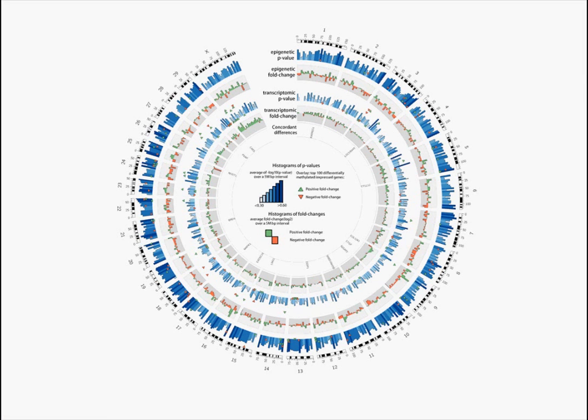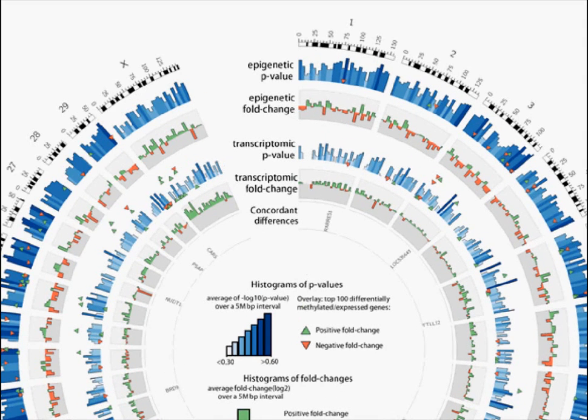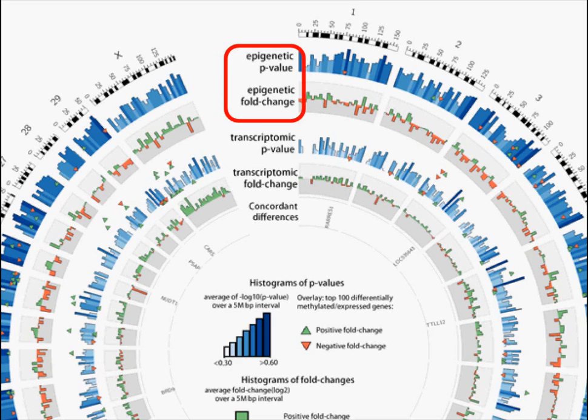Finally, we have a circular genome-wide graph integrating the results of both platforms. It has 5 layers. The first 2 layers show the results from the epigenetic experiment. The next 2 show the results from the transcriptomic experiment. And the final layer shows concordant changes, that is to say, genes where the methylation goes up and the expression goes down, or vice versa.